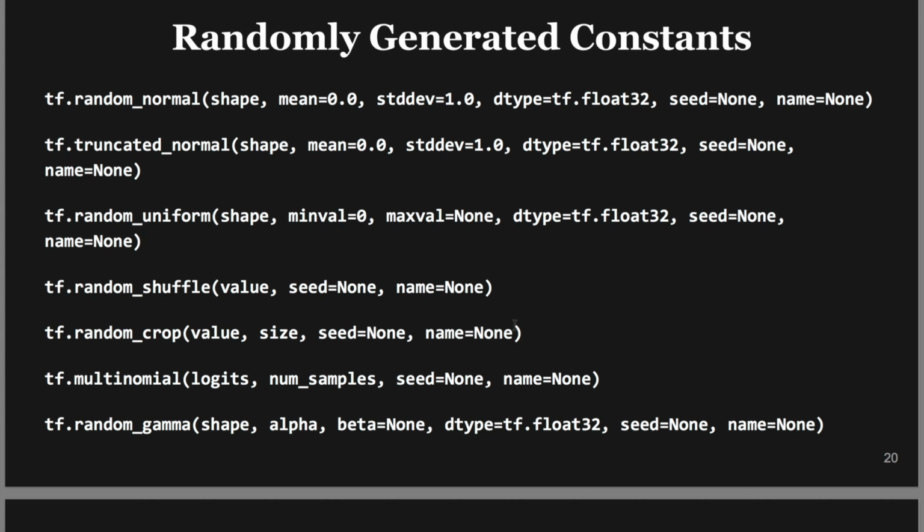Random gamma is, in statistics, another distribution which has two parameters: one is the shape parameter and one is beta. Now, the shape that I just talked about is not this shape. This shape is the TensorFlow shape. So the parameter we are talking about is alpha. Let's look at some examples out here.